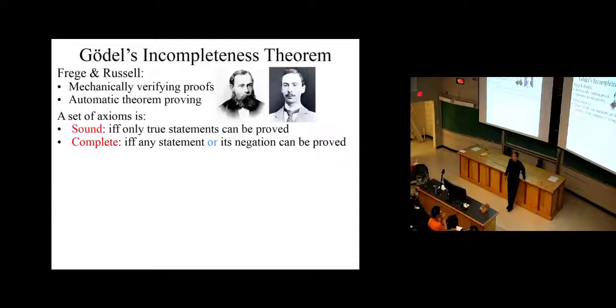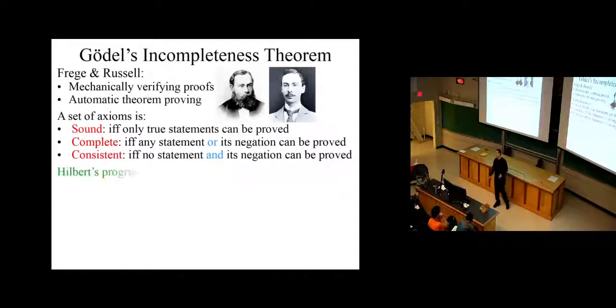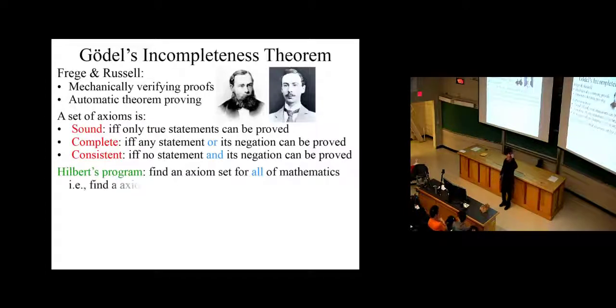A system is sound if only true statements can be proven, and complete if any statement or its negation can be proven. And of course, it's consistent if no statement and its negation can be proven. So ideally, you want a system that's sound, complete, and consistent, right?